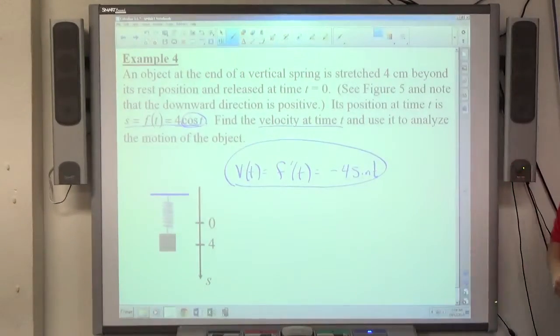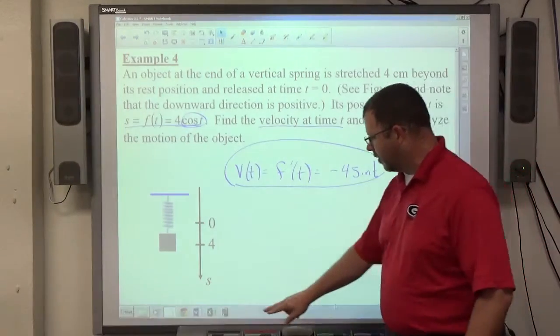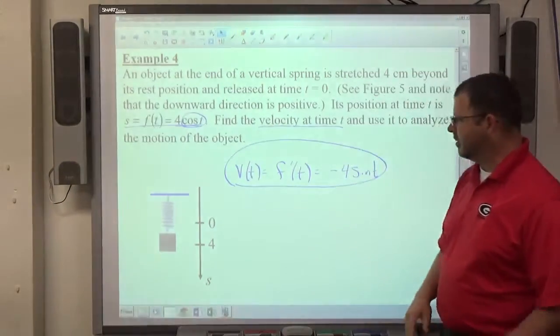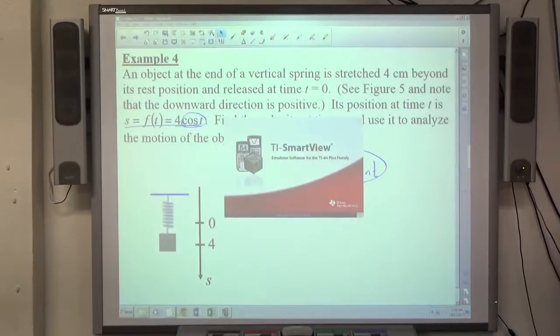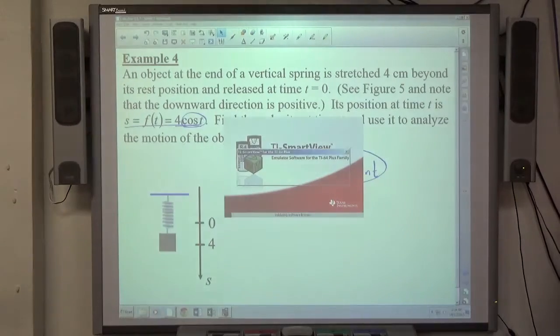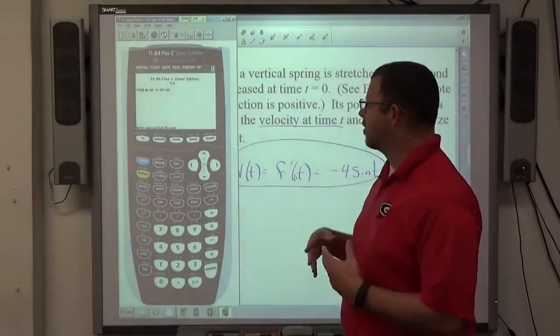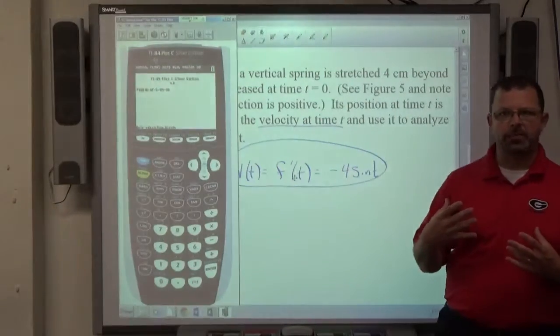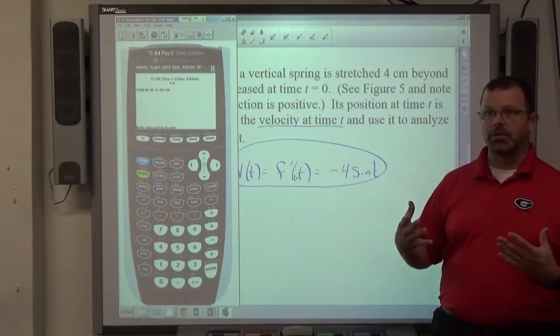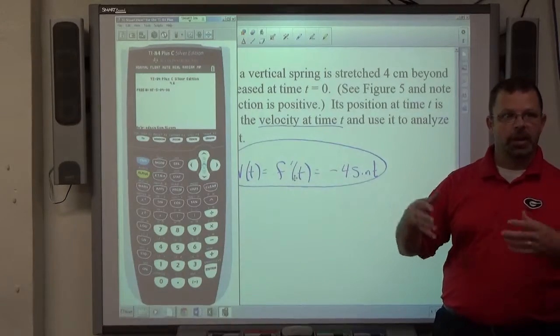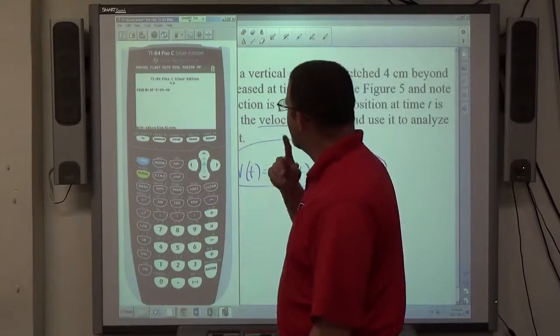Now, it says to analyze the motion of the object. The best way to analyze this would be to take a look at the graph of it, see what's going on here. As far as analysis is concerned, you're basically just going to describe the motion of the object. It's speeding up, it's slowing down, it goes this far, this kind of stuff.